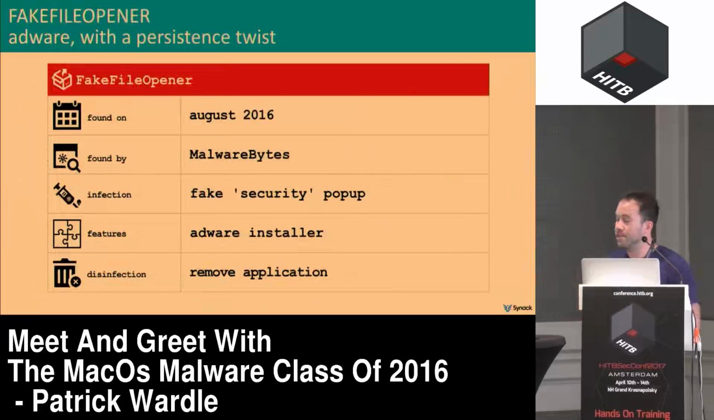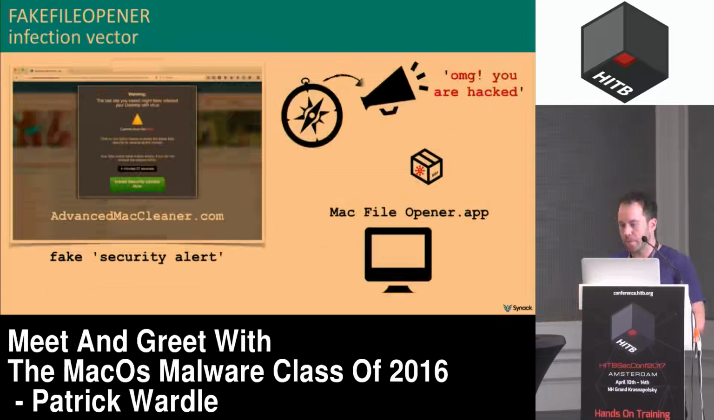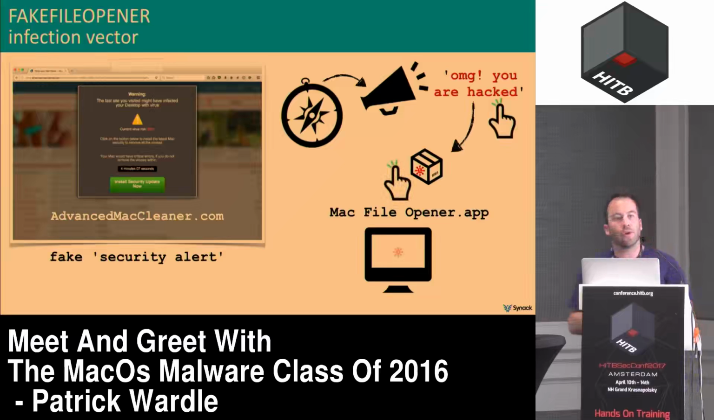All right, the next piece of malware is a piece of adware called Fake File Opener. It was discovered at the end of last summer by Malwarebytes, and it's pretty boring, except it has a rather interesting persistence mechanism. So Fake File Opener is installed with other pieces of Mac malware when a user is tricked into believing a fake security pop-up or an alert. So this one was distributed via advancedmaccleaner.com. If you browse that site, it would pop up and say, oh my God, your computer's infected. Please download and run this application to clean your system. And invariably there's some percentage of users that are going to fall for this, unfortunately.